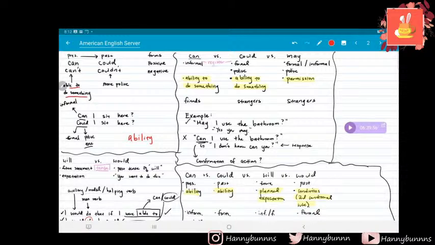You would use could and may for strangers. Can is more for friends. So, may I use the bathroom? Yes, you may. You probably do hear people say, can I use the bathroom? The response from teachers who understand the grammar behind can would be, I don't know, can you?